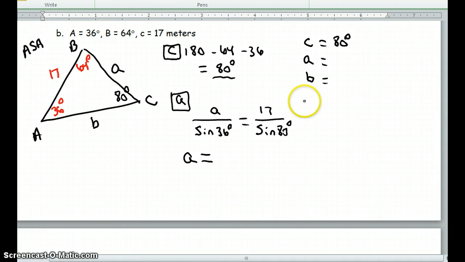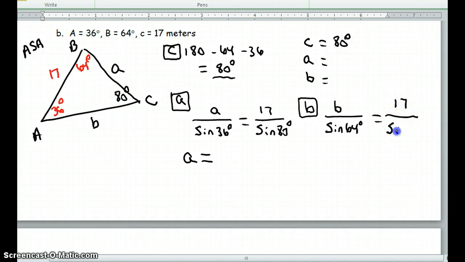All right, let's go after B. Now, it's going to be B over the sine of 64. Whoops, I accidentally put a 6. That's a B, not a 6. B over sine of 64 is going to equal, and again, 17 over sine of 80. I can use that once I know that pair is known. And I want you to have this solved for us also.